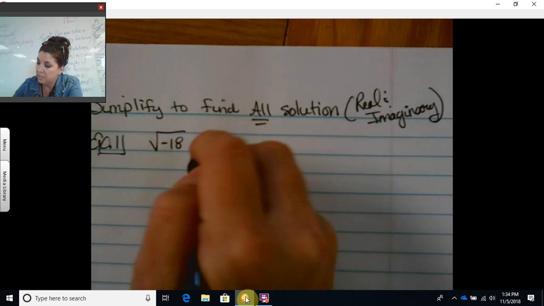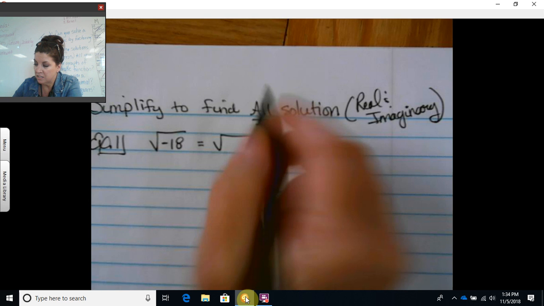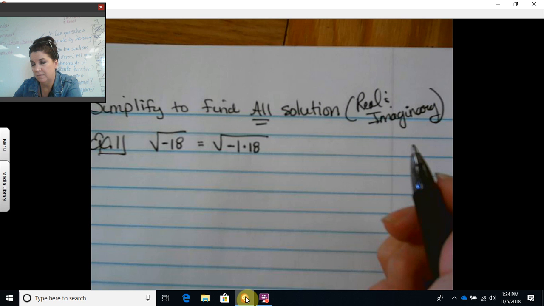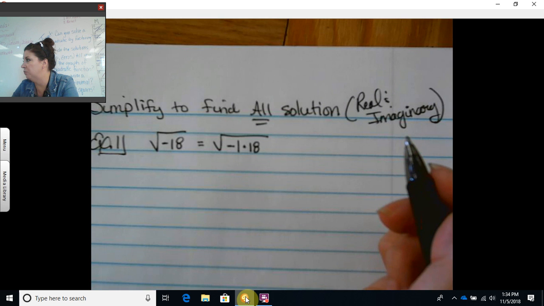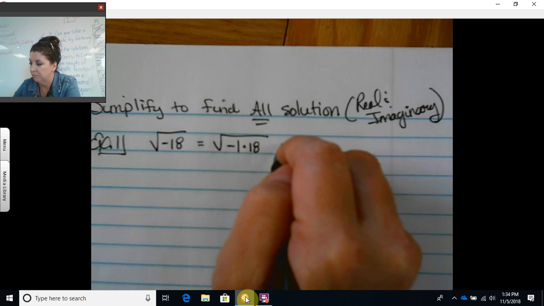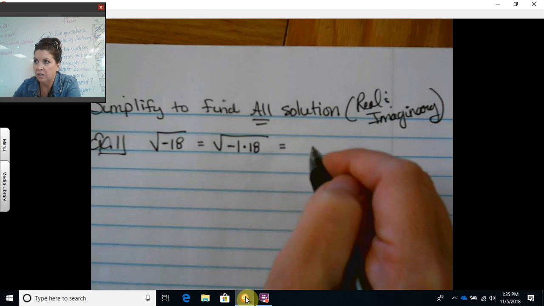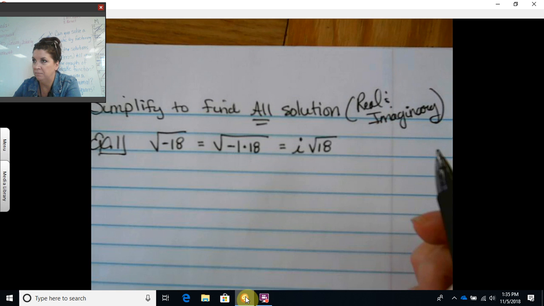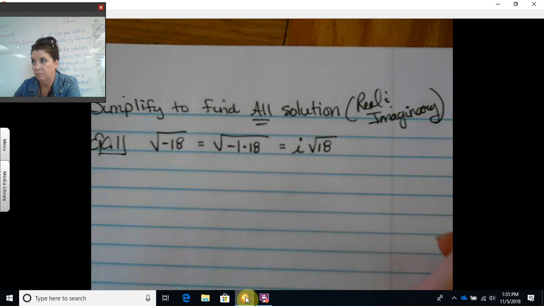So would you agree that the square root of negative 18 is the same thing as the square root of negative 1 times 18? Would y'all agree to that? Okay. What did I just tell you that the square root of negative 1 is equal to? i. So when you take the square root of a number, whatever that square root is, you put it outside of the radical, right? All right. Is 18 a perfect square? No, not a perfect square.